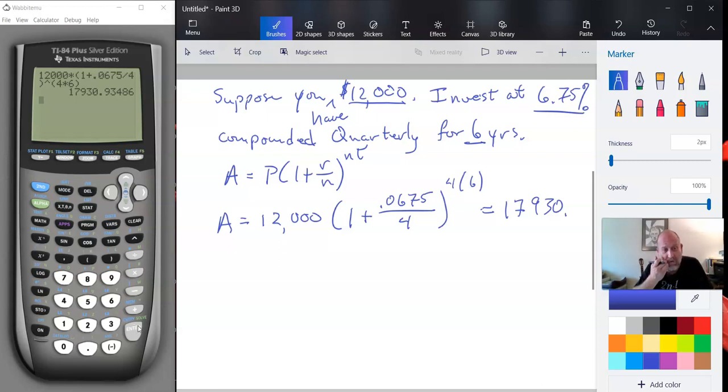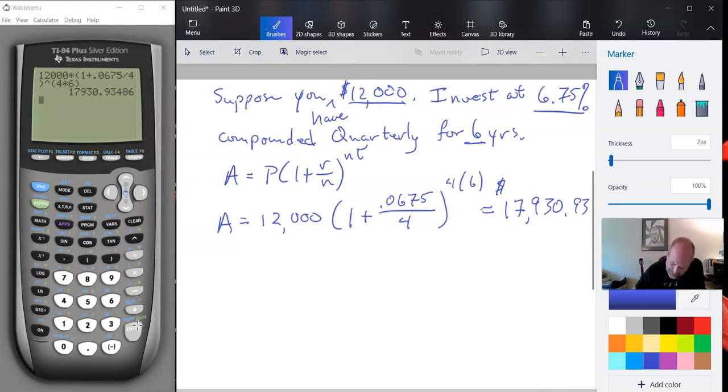And the answer would be to the hundredths place, because we're talking about money. So those are your pennies, right? You round it to the nearest penny. And so if you actually made this investment, you would turn $12,000 into almost $18,000.